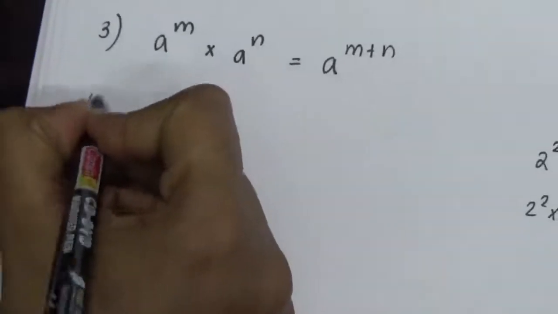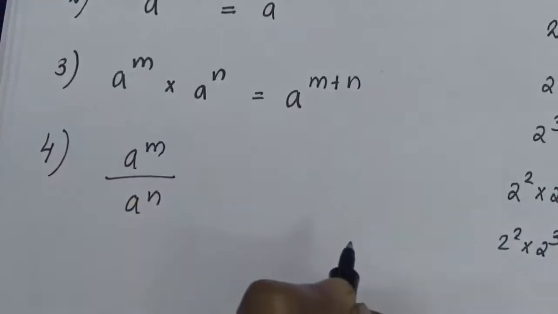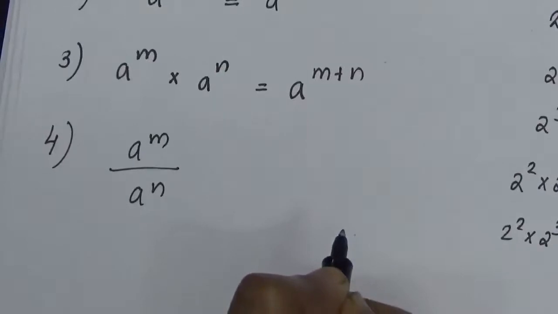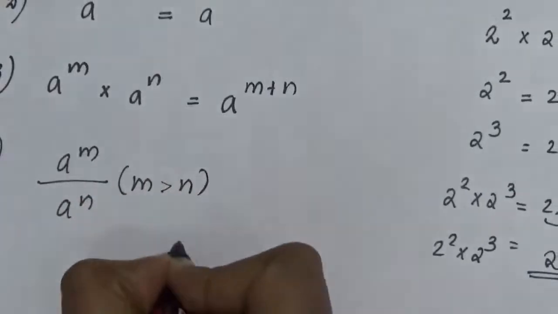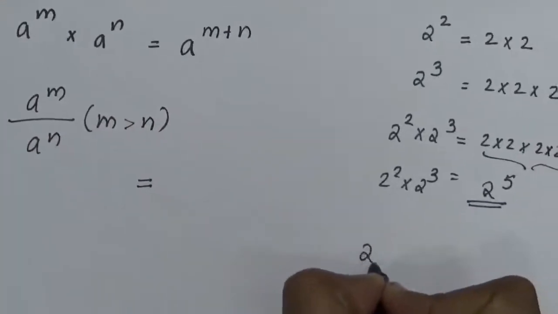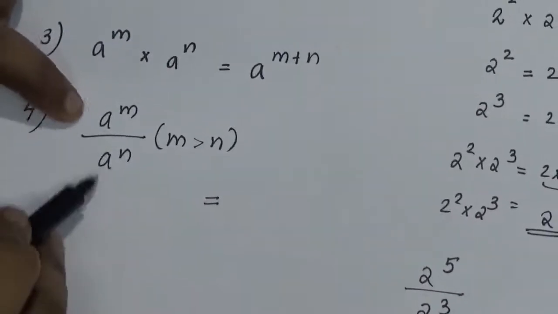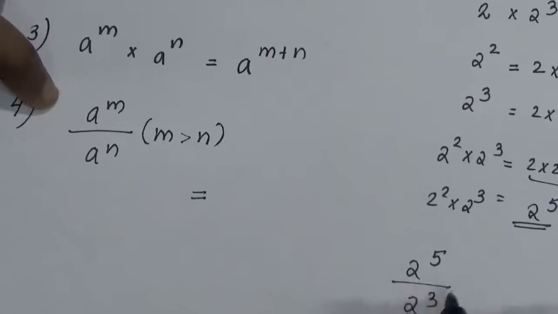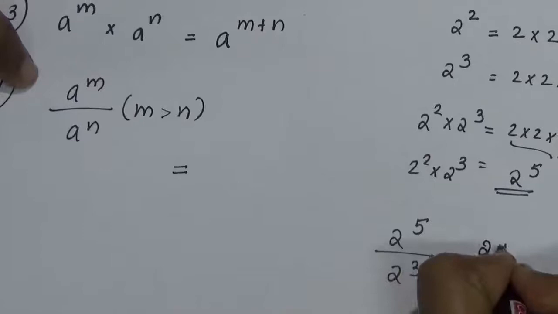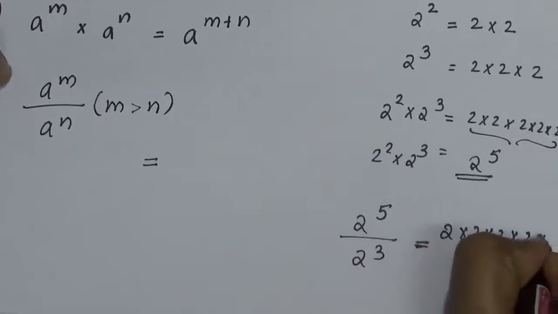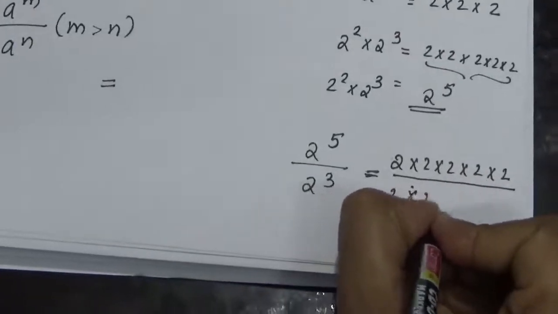Similarly, we have a raised to m divided by a raised to n. Suppose this m is greater than n. In that case, what do you get? Suppose we need to find 2 raised to 5 by 2 raised to 3. You can see that here also the bases are equal. So 2 raised to 5 means 2 into 2 into 2 into 2 into 2, divided by 2 cube, which is 2 into 2 into 2.